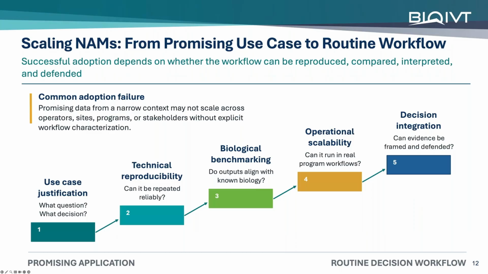Finally, there's decision integration. The result has to be framed in a way that allows people to act on it. Teams need to understand what a positive result means, what a negative result means, and where the interpretation becomes uncertain. They also need a way to interpret situations where the NAM result disagrees with another evidence source.